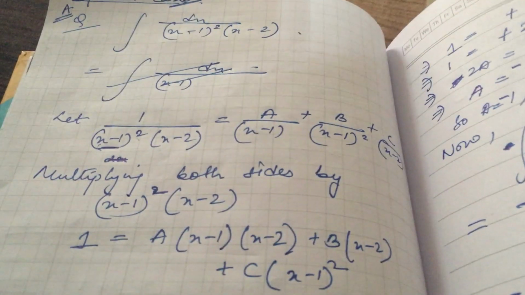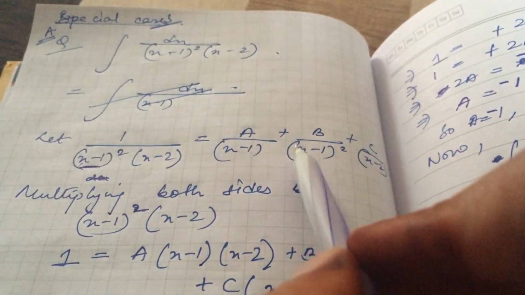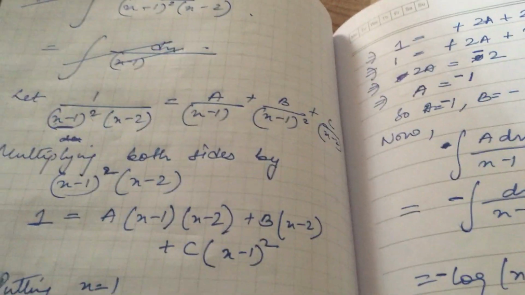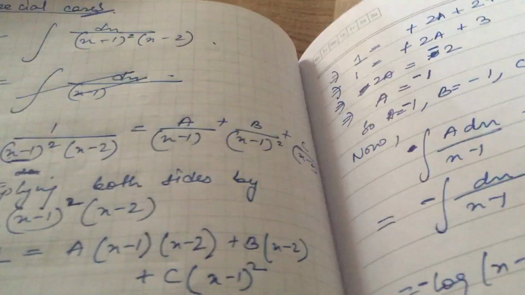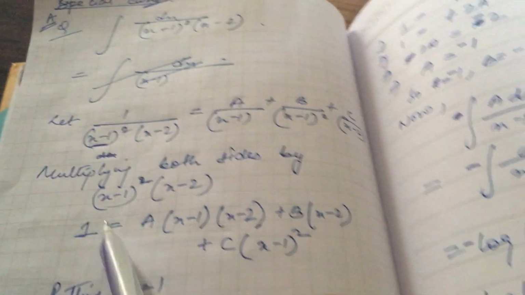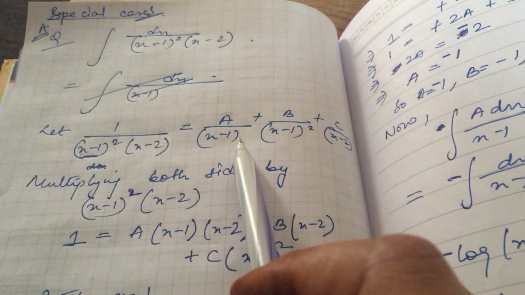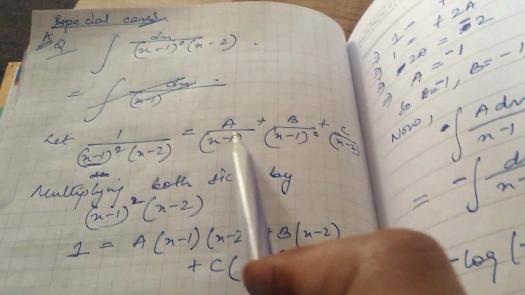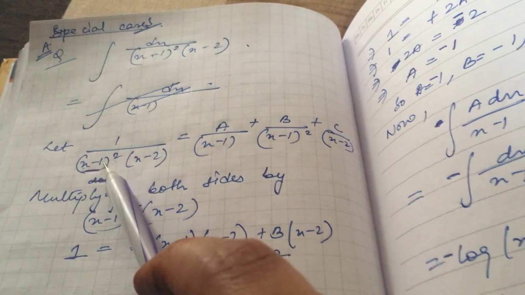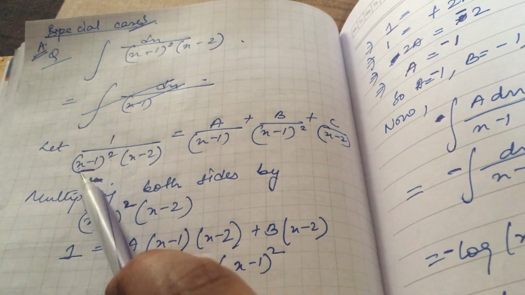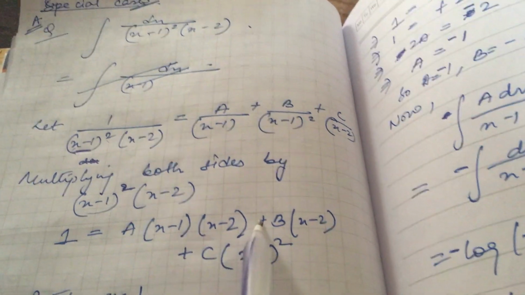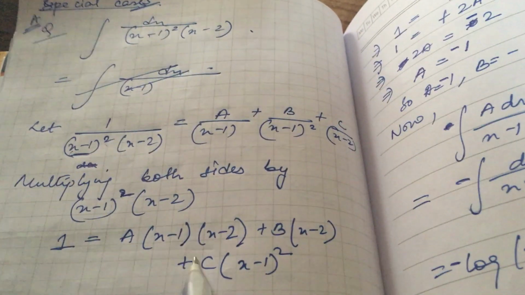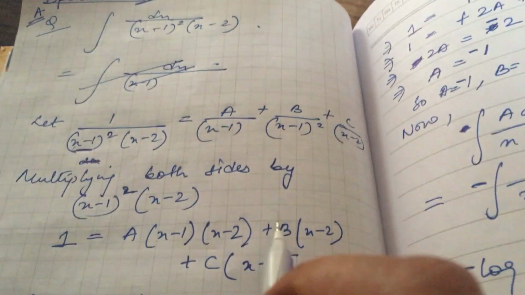Now multiply both sides by (x minus 1) whole square, (x minus 2). After knowing this, it is the same for all the cases. On the left hand side you get 1, equals a into (x minus 1)(x minus 2), because (x minus 1) is already left after cancelling, plus b(x minus 2), because (x minus 1) whole square cancels, plus c into (x minus 1) whole square. So this is your expression.